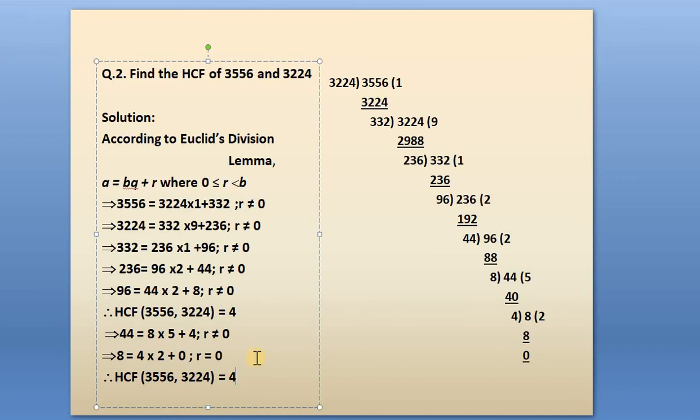Now, what will happen when there are more than two numbers? Let us see.